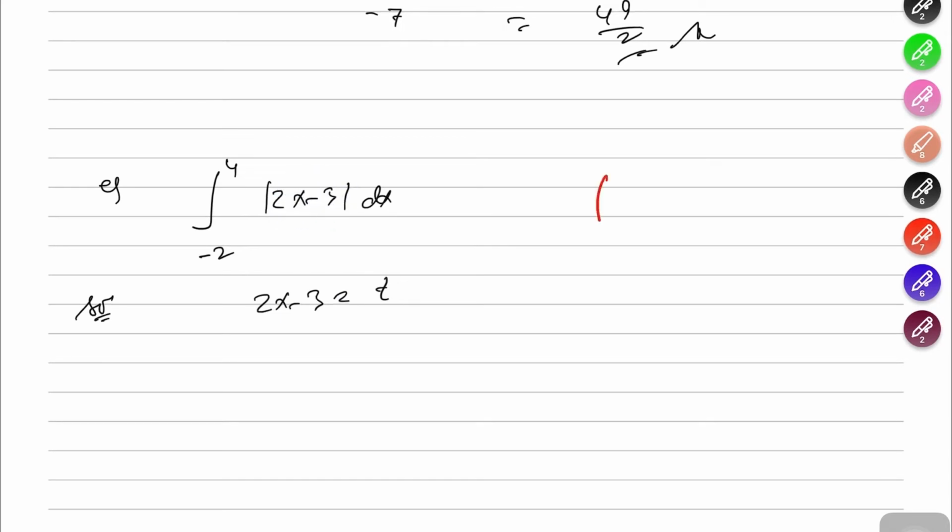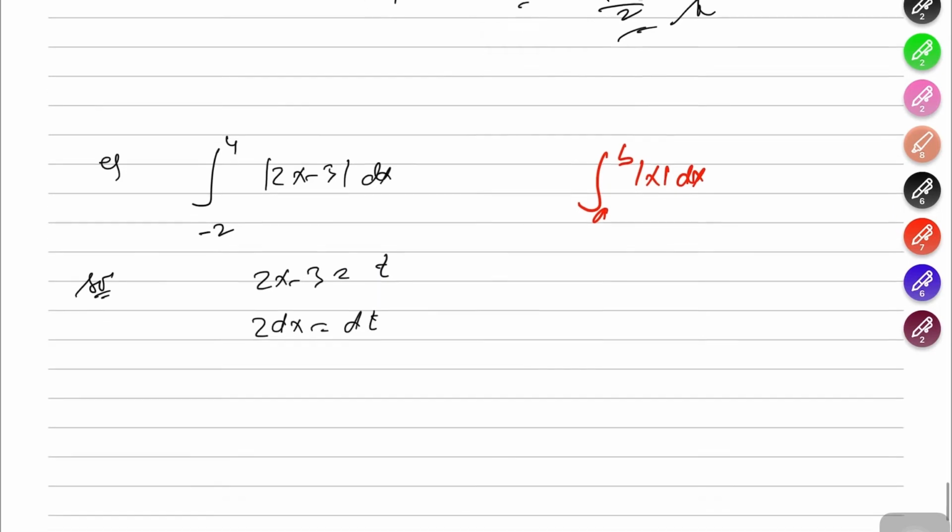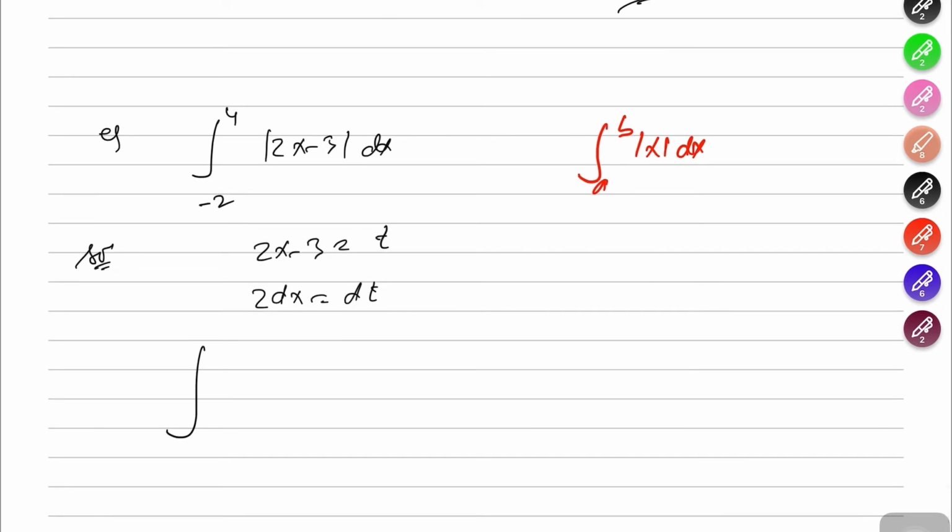What is the standard form? The standard form of a to b mod x dx. So to make it standard, we assume 2x minus 3 is equal to t. So 2 dx is equal to dt. Now if x is minus 2, t will be minus 4 minus 3, that becomes minus 7. And if x is 4, then 8 minus 3 is 5, and this will be t in place of x. So basically dx is equal to dt by 2, so that will be 1 by 2.